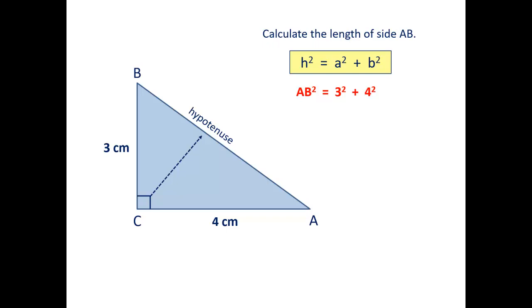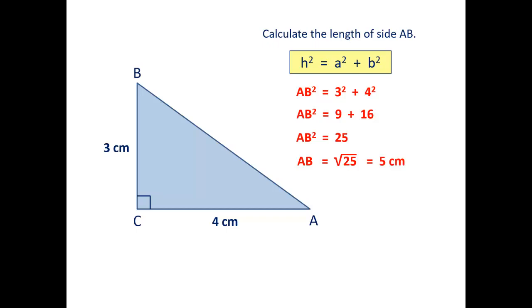Now we're going to work out those numbers. So 3 squared is 9, 4 squared is 16, and we're going to add them up. So AB squared equals 25. But we don't want AB squared, we want AB. So we've got to take the square root of both sides. So that gives us AB is the square root of 25, which we know is 5. So there we've used Pythagoras' theorem to work out that length.